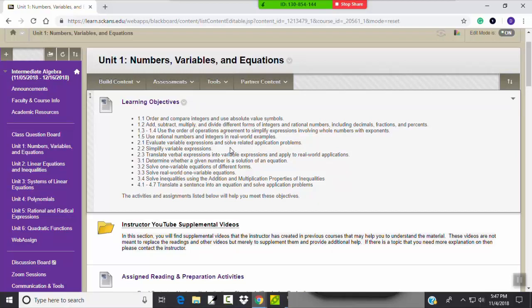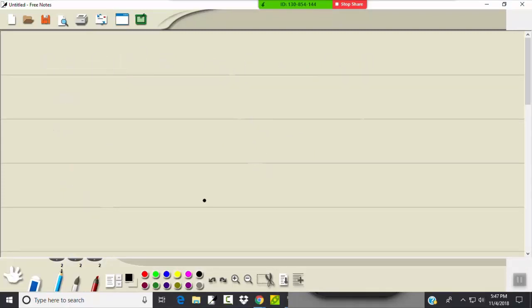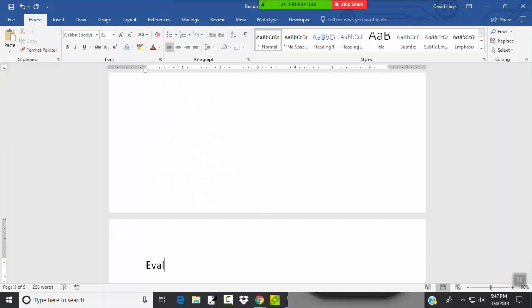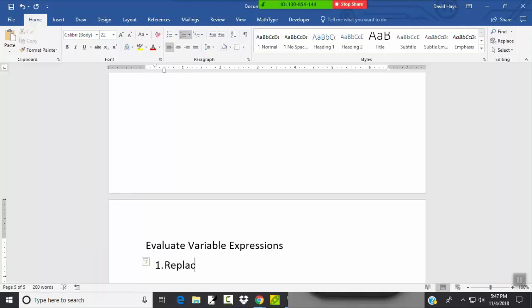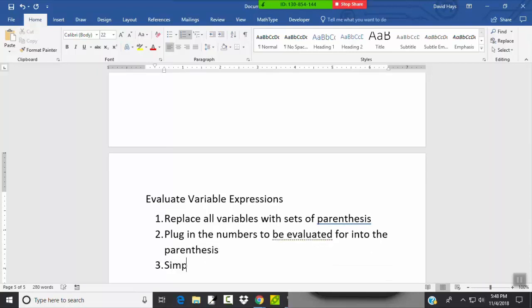Okay, evaluate variable expressions. This right here kind of goes hand in hand with the order of operations. Evaluate variable expressions. Step one, replace all variables with sets of parentheses. Step two, plug in the numbers to be evaluated into the parentheses. And then step three is simplify using the order of operations.